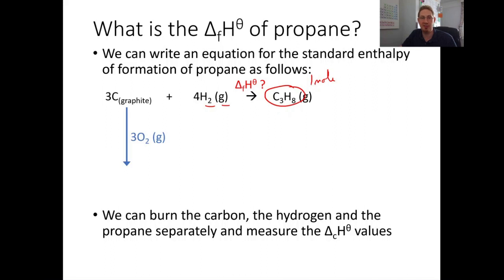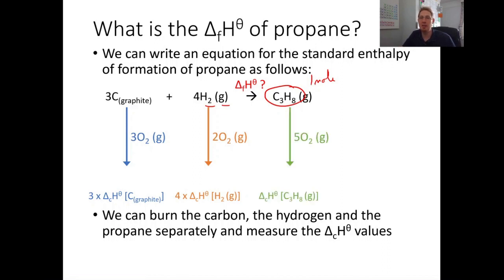If we burn the graphite, we get 3 times the enthalpy of combustion of graphite. If we burn the hydrogen, we get 4 times, because there's 4 of them, the enthalpy of combustion of a hydrogen molecule. And if we burn propane, we get just 1 times, because there's only 1 mole, the enthalpy of combustion of propane.